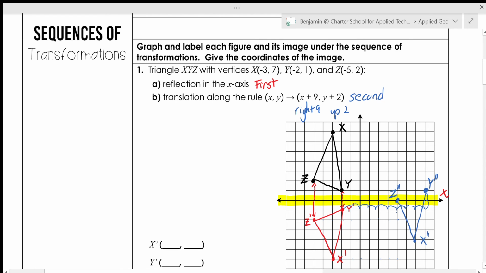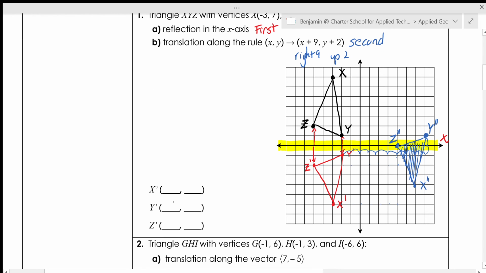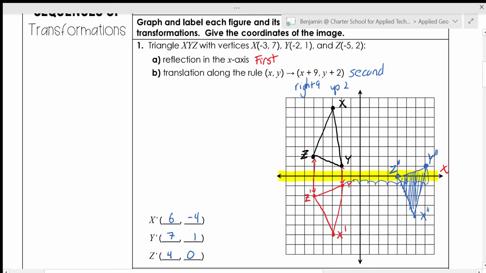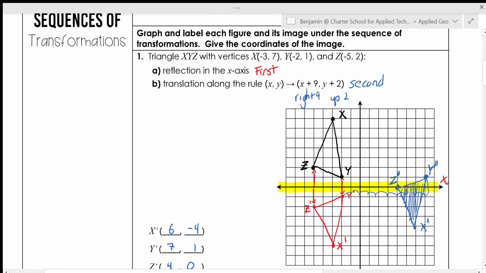So there's the same shape. It looks the same. And that's what happened. So our new points for our answer: X is right 6, down 4. Y is right 7, up 1, and then Z is just right 4, up nothing. There's our final answer for number 1. So we're going to practice one more.